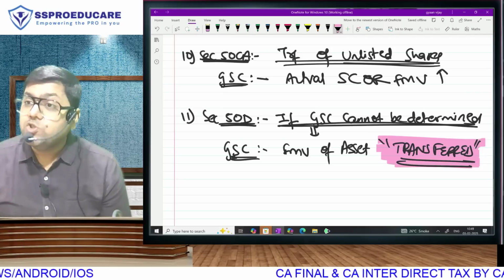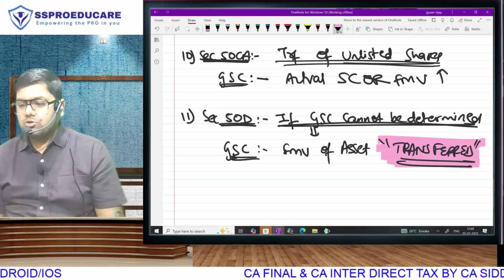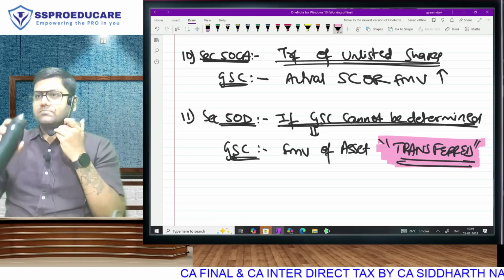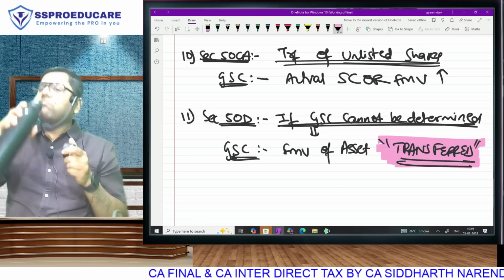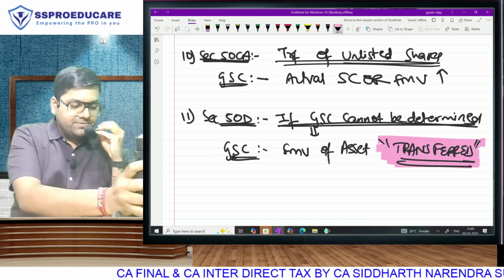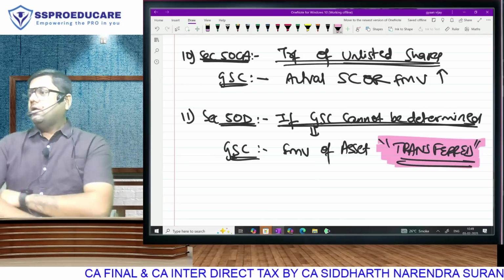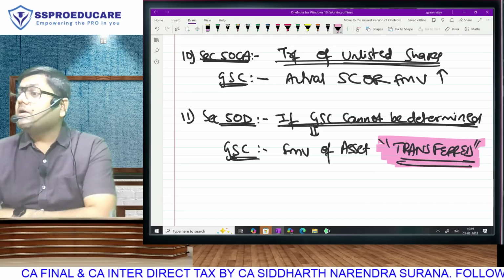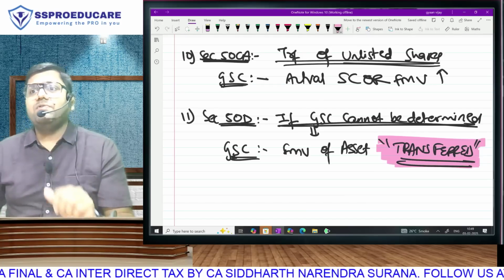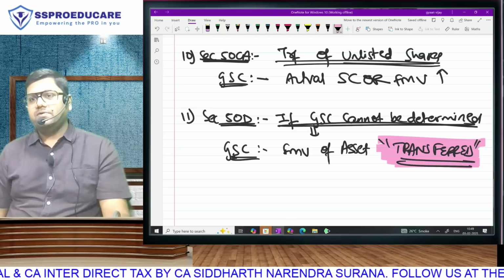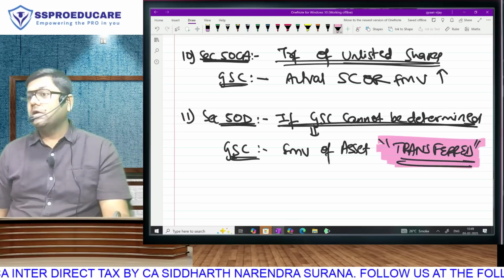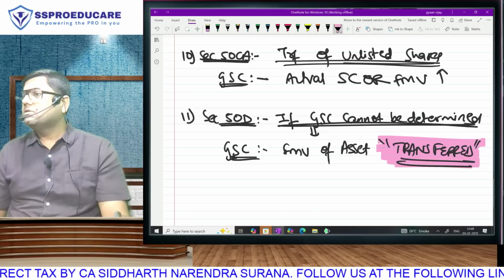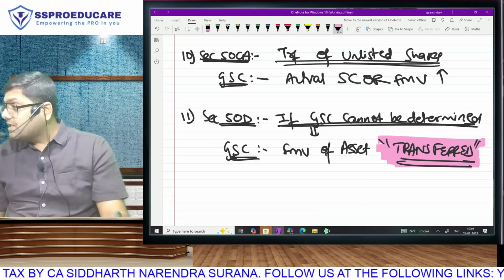But if it is not possible to value what you get, you are making the biggest possible compromise here. You will take the value of what you have given. Have we ever taken the value of what we have given as GSC? We always take the value of what we have received. But if we don't know how to value what we have received, we will have to take the value of what we have given. This is my last option. Last possible thing. I will come to this only when nothing else is working.